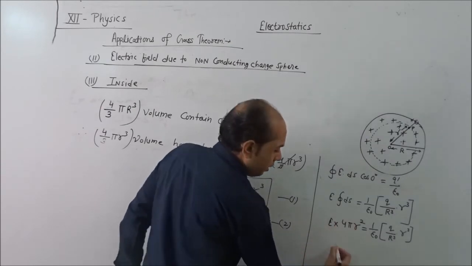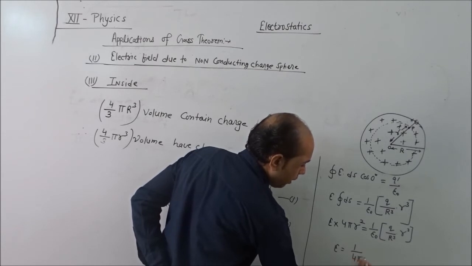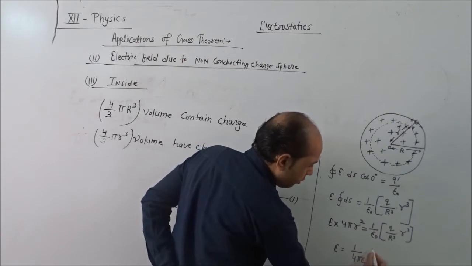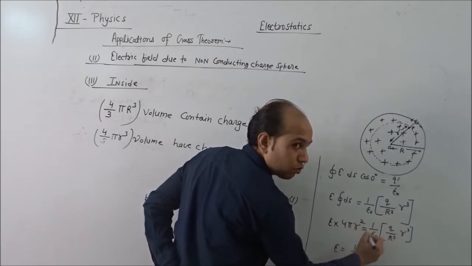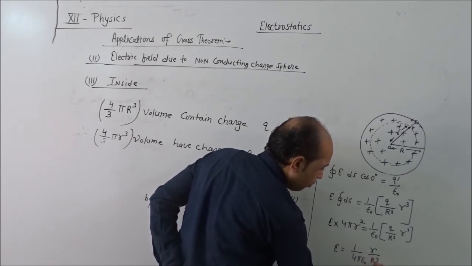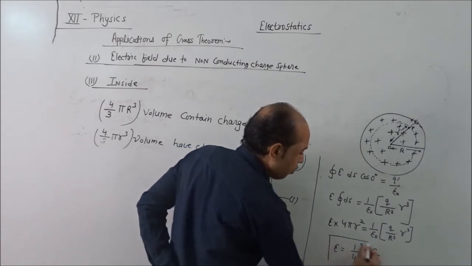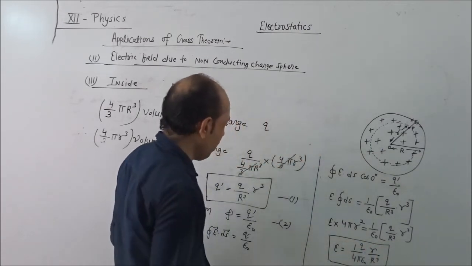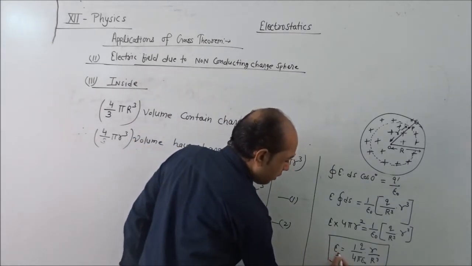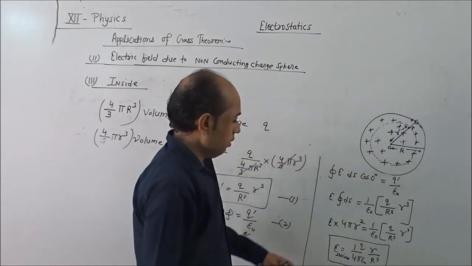So from this identity, E is equal to 1 upon 4 pi epsilon naught, q upon r square and r cube. After canceling the square term, only r upon r cube remains along with q. So E is equal to 1 upon 4 pi epsilon naught, q r upon r cube. This represents the electric field inside.